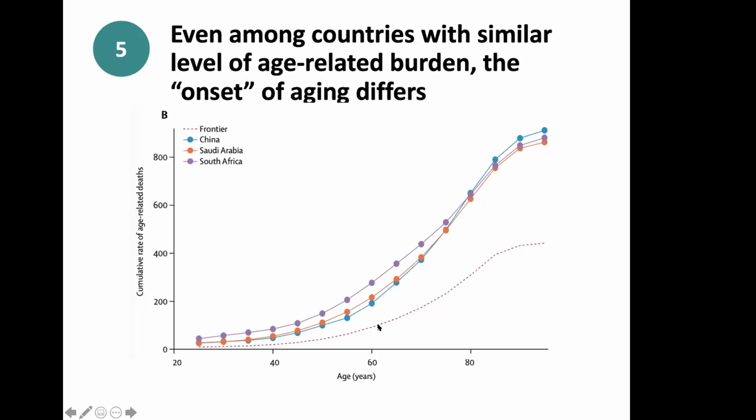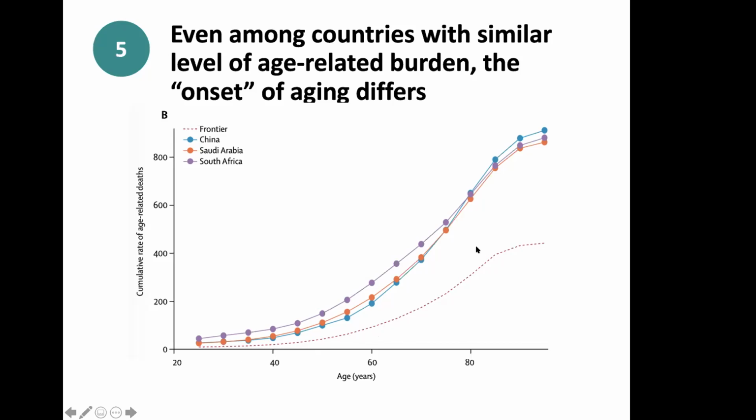And this dashed line here is the frontier countries, meaning that at every age group, we looked at which country is doing the best, meaning that has the lowest burden at this age. And the frontier countries are Switzerland, South Korea, Singapore, and Kuwait. Kuwait is very high here.